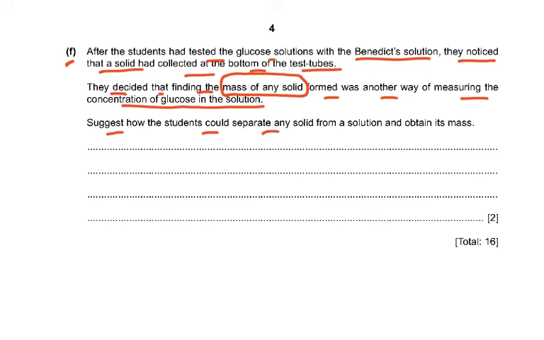Now, if you put some sand in water, it's not going to dissolve. It's going to settle at the bottom of it. So what we needed to do was filter it. You would use a filter paper and a funnel, put the filter paper in the funnel, and pour the solution in it. If there was any solid, it would stick to the filter paper. So you'd filter it, and then you would measure the mass.